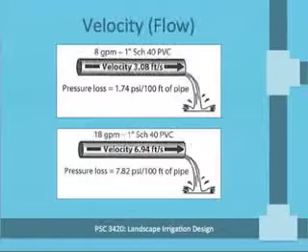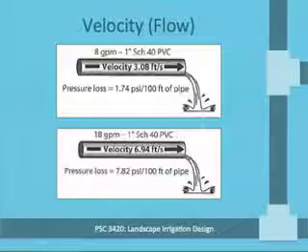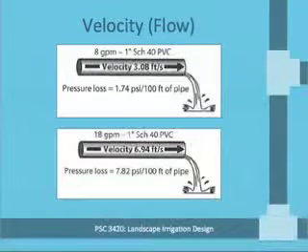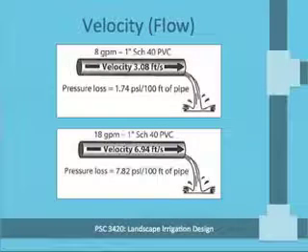So the first of those factors, velocity, or flow, which we discussed in the last lecture, is the speed that water's moving through the system, and it's typically measured in feet per second, or FPS. As velocity increases, pressure losses also increase.